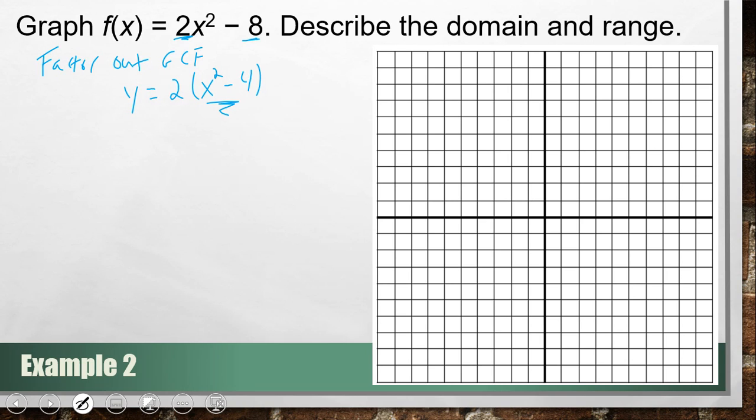Now this can be factored. So y is equal to 2, and this is the difference of squares, (x plus 2)(x minus 2). So this is my factored form, which I'm now going to graph. I know my intercepts are going to be the opposite of these values here. So I'm going to have an intercept at negative 2, comma 0, and an intercept at 2, comma 0. So let's graph those.